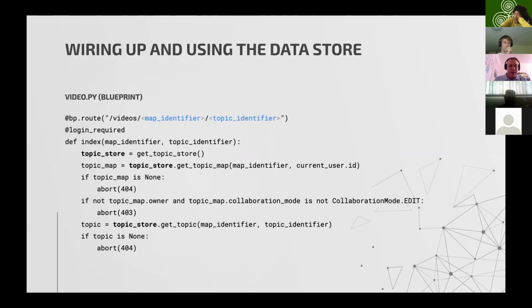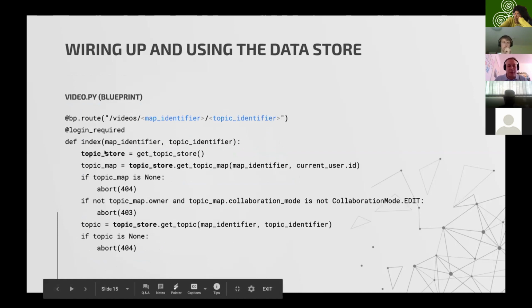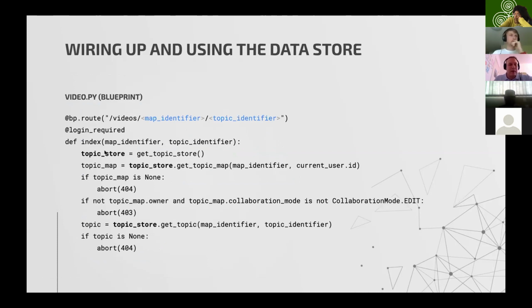Okay, once you've actually wired up your backend, obviously at some point you need to be talking to that backend. So I've got an example, a piece of code here from one of my blueprints, a video blueprint. Here you can see at the beginning of the method, I say topic store equals get topic store. Some error checking to make sure that everything is okay. And then at this point, I get a topic from that topic store. Again, some error checking. From that point onwards, because I now have that topic store available, and that topic store exposes a complete API for the topic maps domain, I can do whatever I need to do within the Flask application.